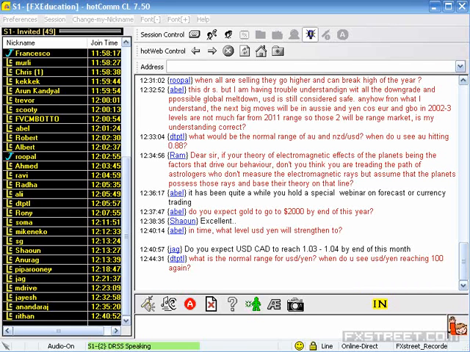Do you expect USDCAD to reach 1.0314 by the end of this month? By the end of next month, we should be able to see the normal levels. Theoretically, what is the normal range of USDJPY? USDJPY was trading for a long time above 100. You know that. They will come back to that. When do you see USDJPY reaching 100 again? Mostly by next week or so. Let us hope for the best and trade carefully. That's what I can suggest.